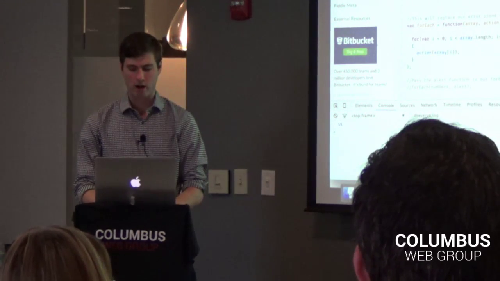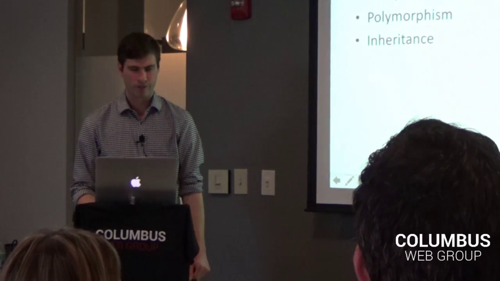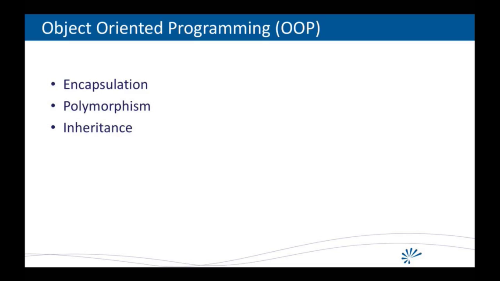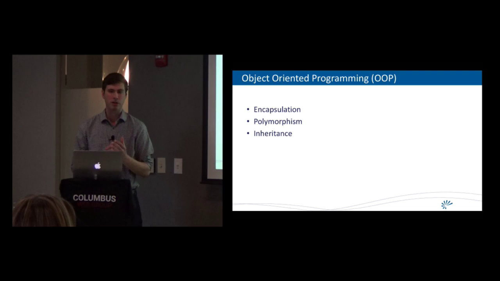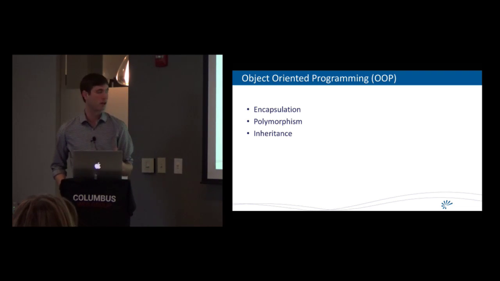So that's what's called a higher order function. So we've talked about a more functional style of programming, which is really how JavaScript is built. It's meant to be functional, but you can also make it object-oriented. So let's talk about what is object-oriented programming. There are really three main tenets of object-oriented programming.